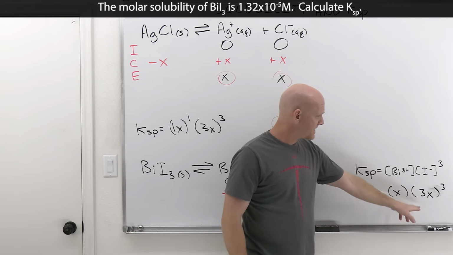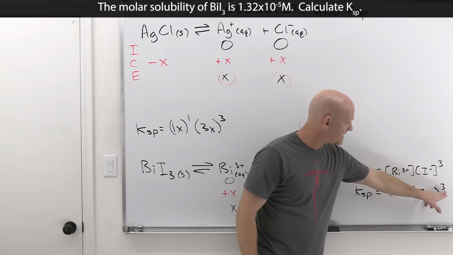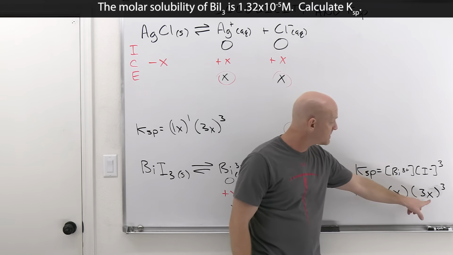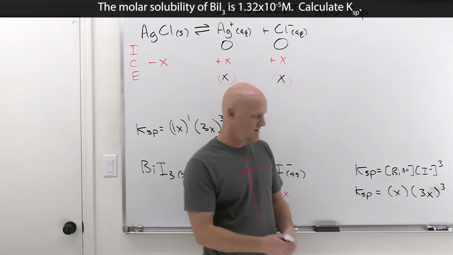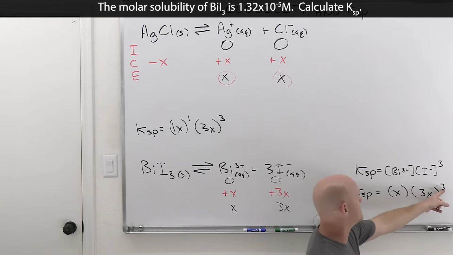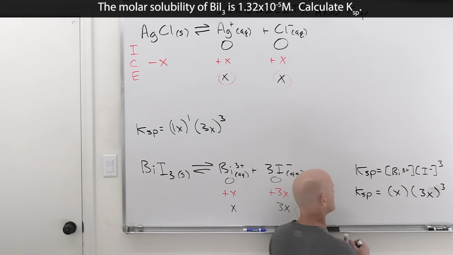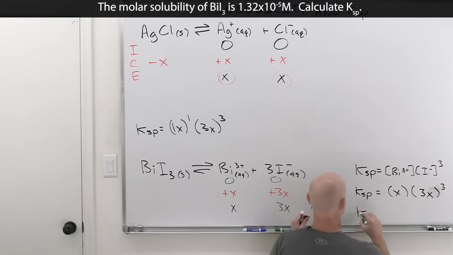Now in this case, don't forget that when you cube 3x, the whole quantity, you've got to cube not just the x, but also the 3. 3 cubed is 27. And so you're going to end up with 27x cubed times another x, which is 27x to the fourth.